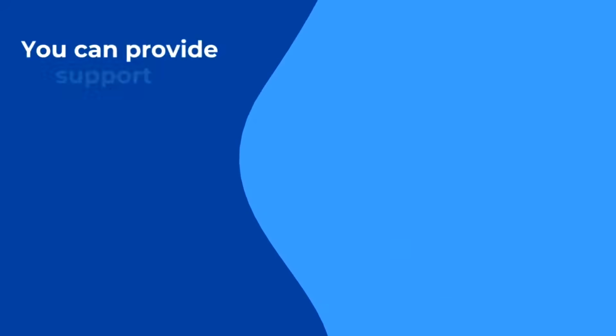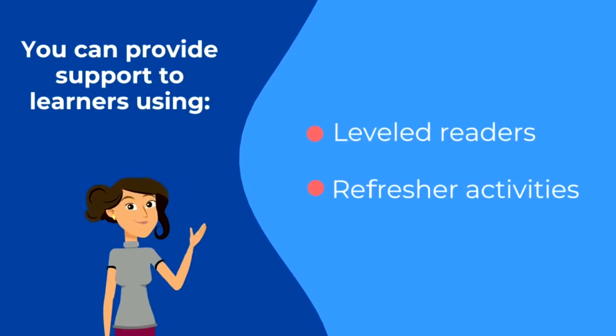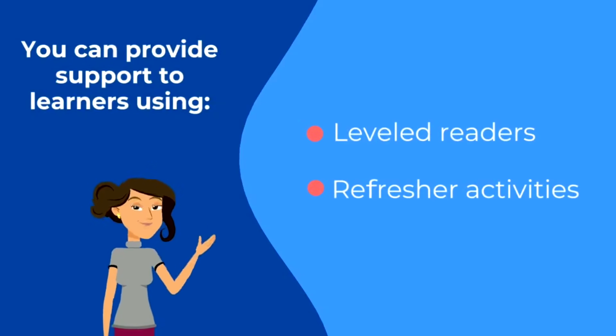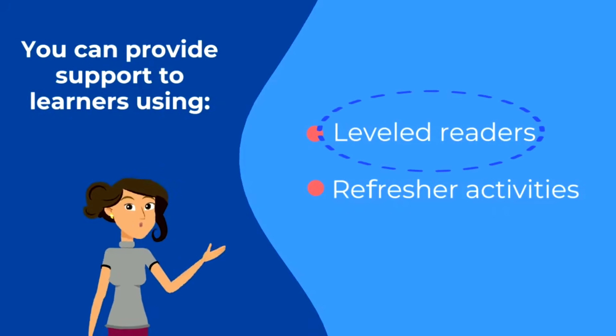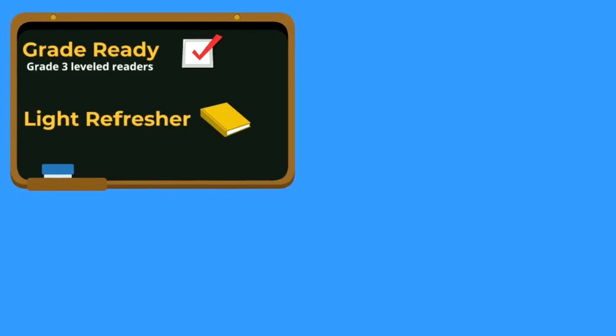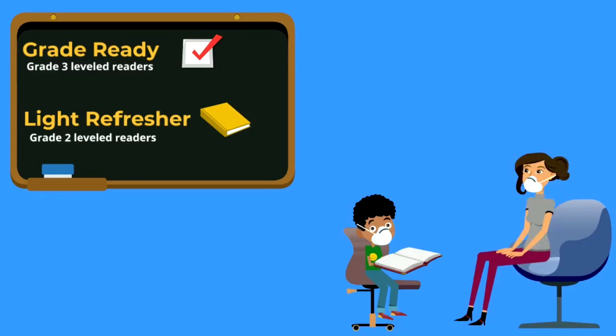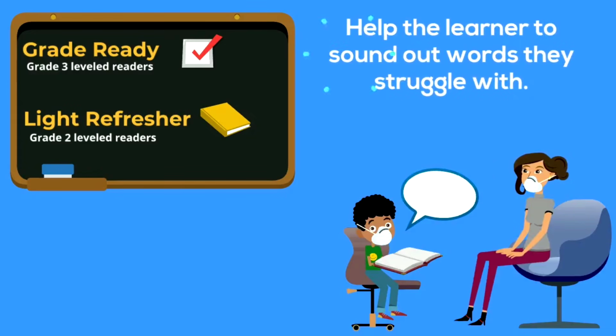Now that you are familiar with each profile, you can choose the appropriate materials and activities to support each learner. Let's see an example of how using the leveled readers might look different based on the learner's reading profile. Grade-ready learners can use a grade 3 leveled reader, but learners in need of a light refresher should use a grade 2 leveled reader. Have the learner read the story aloud to you. Help the learner sound out the difficult words they struggle to read.